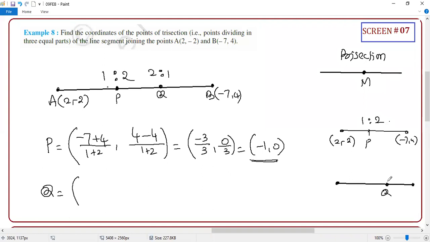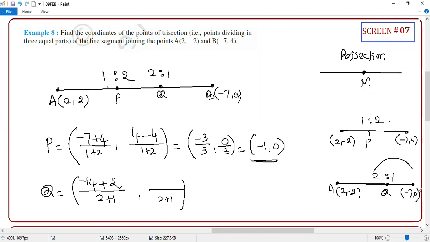Oh, thank you. Okay, so this is 2:1. Same as point A, students. What is that? 2 comma minus 2 and minus 7 comma 4. Are you ready? The denominator is the same. Instead of 1 plus 2, you write 2 plus 1. What is in the numerator? This time 2 into minus 7 is minus 14. 1 into 2, what is that? 2.